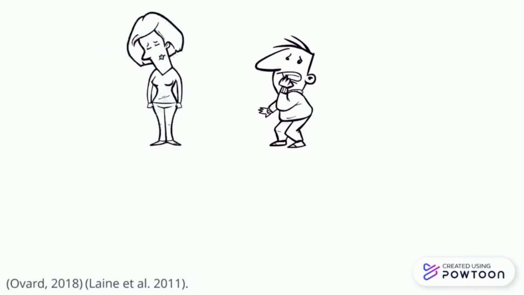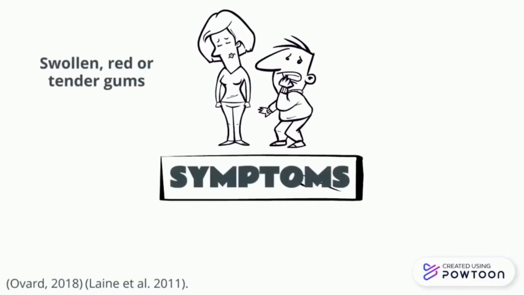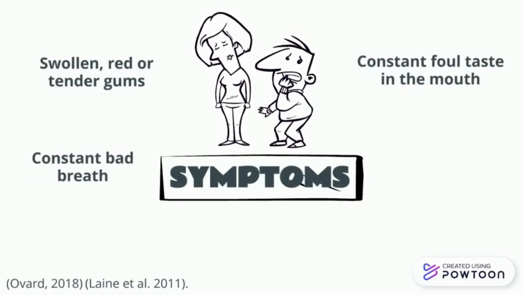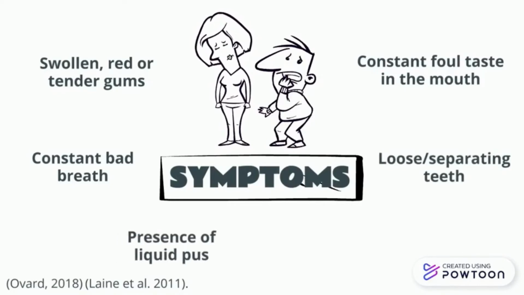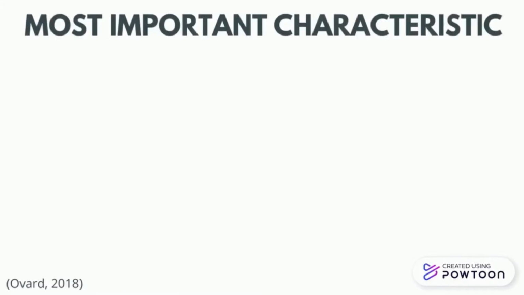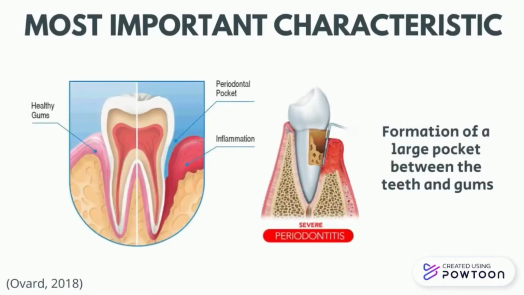In the majority of cases, symptoms will include swollen, red, or tender gums, a constant bad taste in the mouth, and bad breath that can't be alleviated by brushing or flossing, loose teeth separating from one another with pus forming in between the gaps, as well as a misalignment of the teeth. However, among all symptoms, the most important characteristic of periodontitis is the formation of a large pocket located between the teeth and the gums.